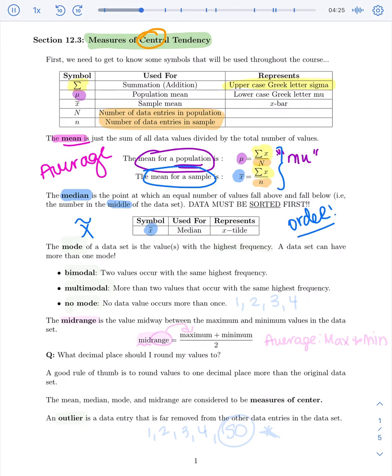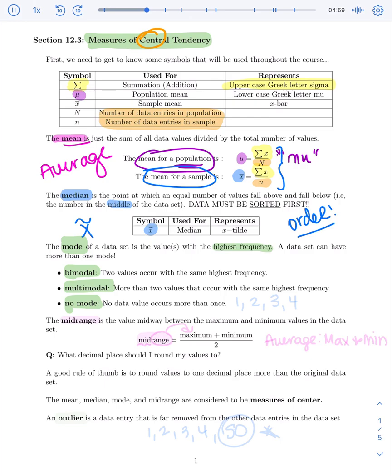Mode means the data item or items that happen the most, that is, the highest frequency. Whatever happens the most. You might have just one mode, where one number happens more than everything else, but you could have two. That's what bimodal means. Or you could have multimodal, which means you have multiple numbers that occur more than once. Or, this is bizarre, but you could have no mode.